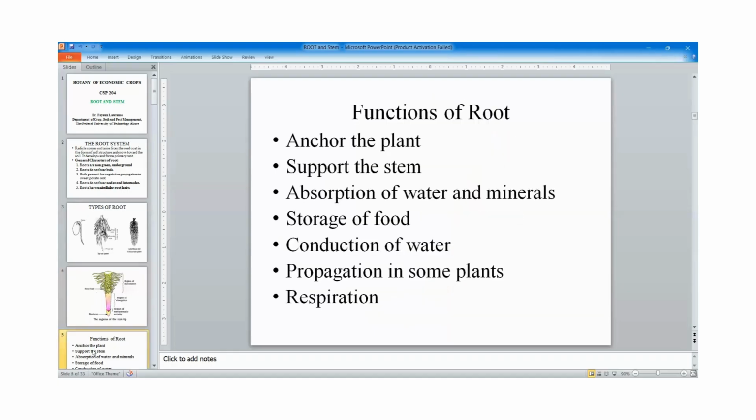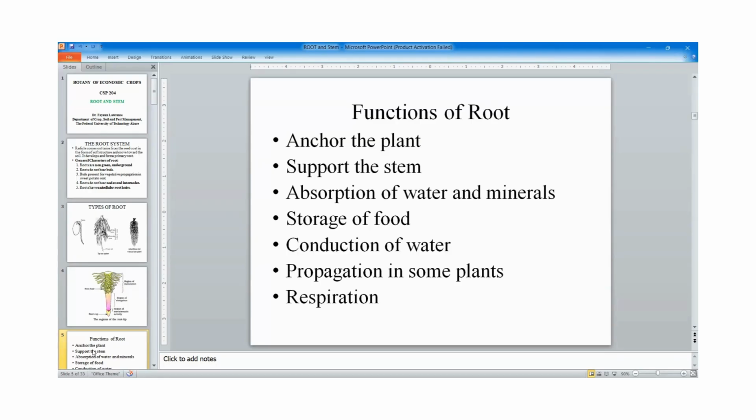Functions of root. The root anchors the plant to the soil. It makes the plant firm to the ground. Root supports the stem. It helps in the absorption of water and minerals from the soil. Root also acts as food storage, e.g. in cassava and carrot. Root also conducts water to the parts of the plant.